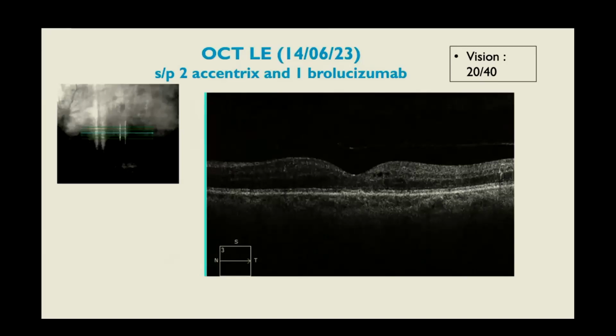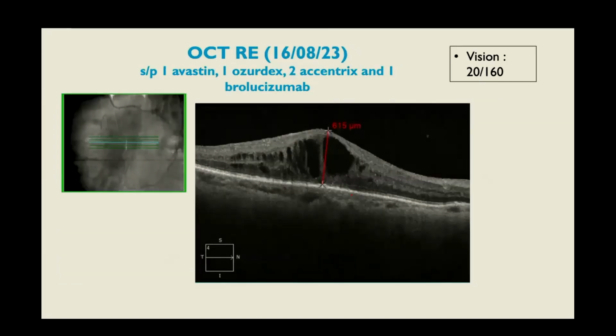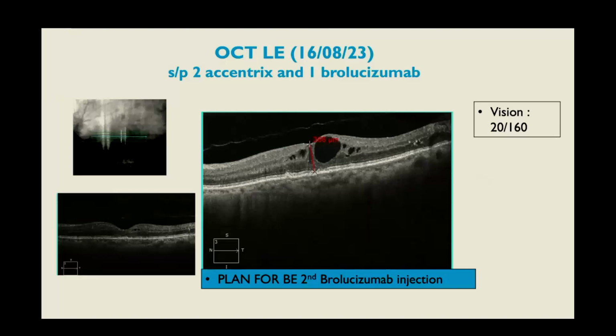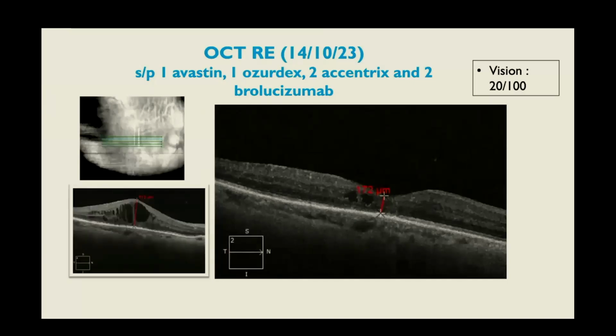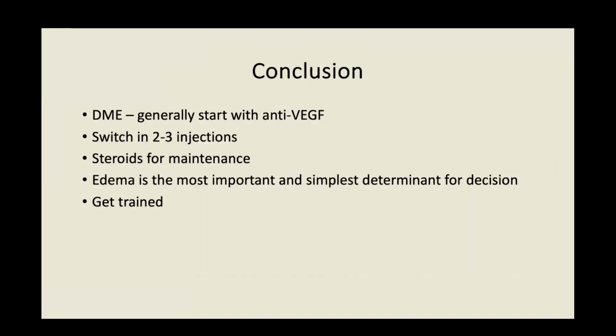This is the left eye, but in spite of that, this patient had recurrence of edema after 3 months. So with brolucizumab also there can be recurrence, obviously, but these patients require less frequent injections. And with brolucizumab, the macula more or less used to dry, and the patient has been maintained on brolucizumab injections with stable vision. So in conclusion, in DME, we typically start with anti-VEGF injections.